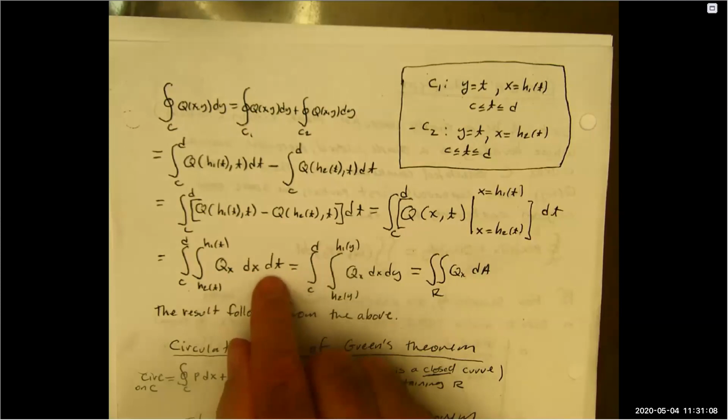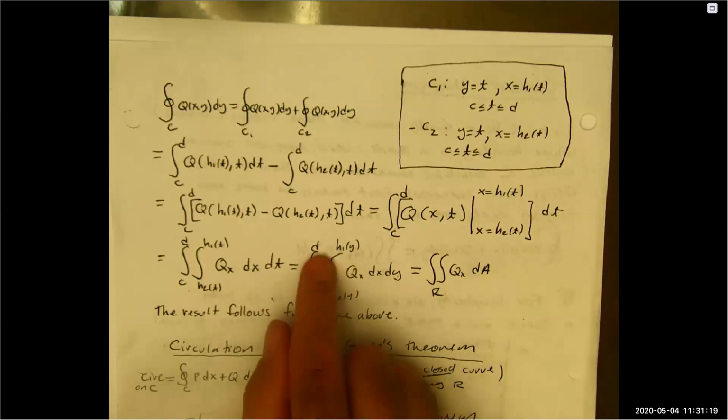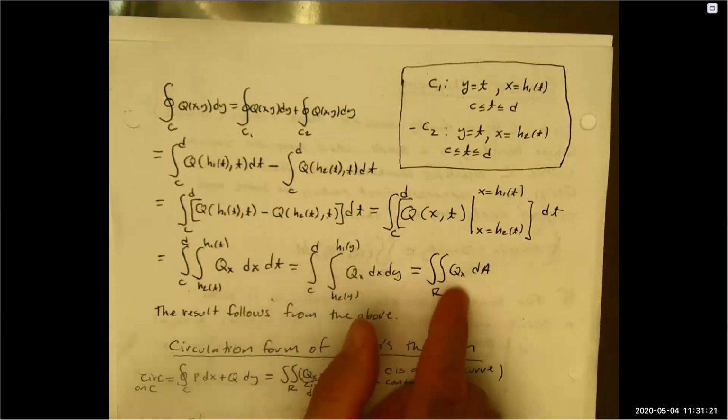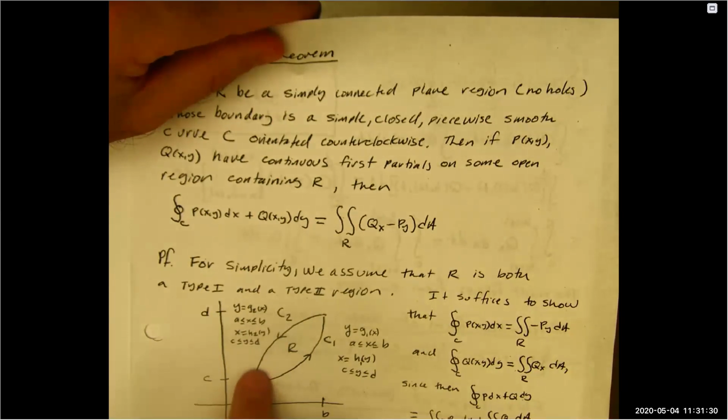And at this point, when we get to this level, t is considered a dummy variable, so we can replace the t with something else. We'll replace it with y. And so y is going to go from c to d. And this gives you the double integral of Qx over R. So in this case, if we swept our region out with the horizontal line segments, the horizontal line segments would go from x equals h2 of y to x equals h1 of y all the way through.